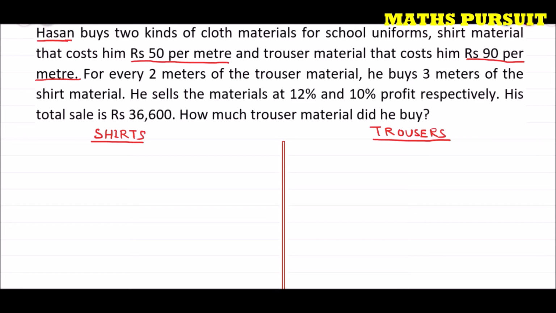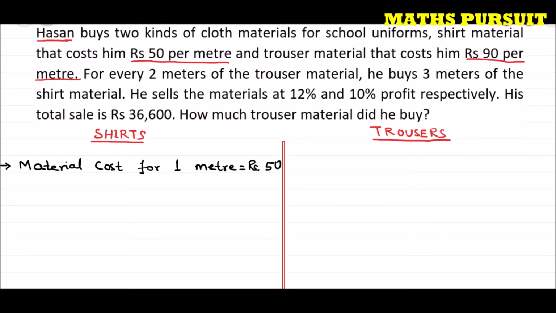Now if you look at the question, it is telling us shirt material costs him rupees 50 per meter. So let us note it down. Material cost for 1 meter is equal to rupees 50. So shirt material costs rupees 50.